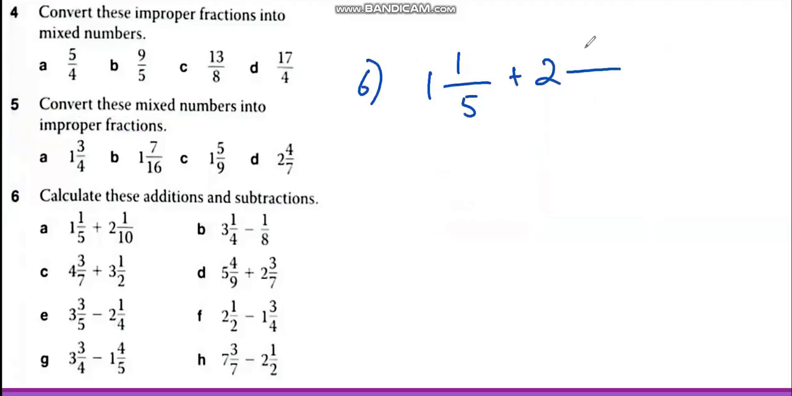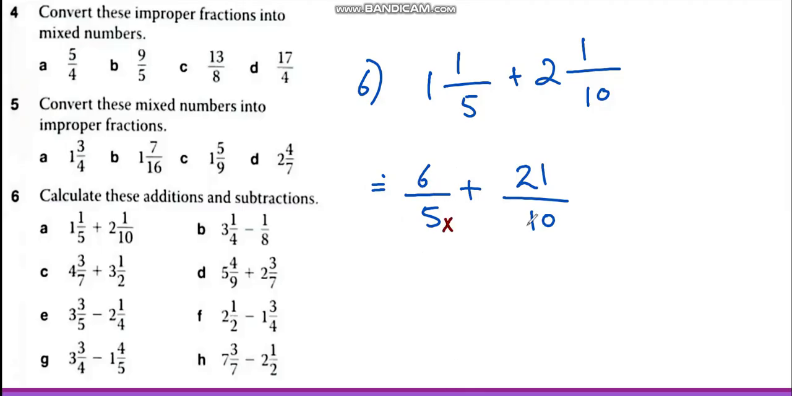So for the addition of mixed numbers, first, it will be easy to convert into improper fractions. So we will again multiply the divider with the quotient and add it to the numerator. So 5 times 1 is 5, and plus 1 is 6. So it will be 6/5 plus 21/10. And now we can see that we have unlike fractions. So again, we need to make the denominator the same.